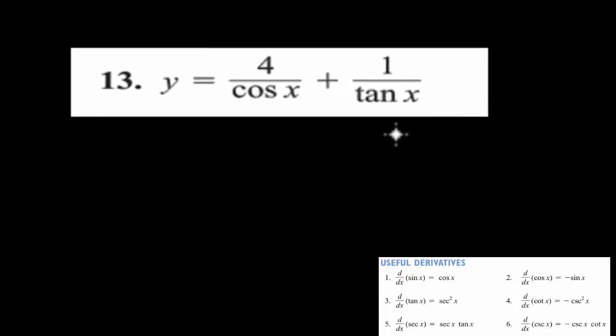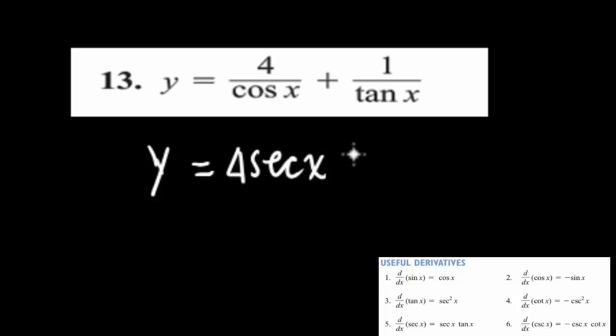Now, number 13. I have a question for you. Since you have these two ratios, do we apply the quotient rule, or should we just go ahead and rewrite these using their trig identities? Because these are reciprocals. So that means we can rewrite y as, what is 1 over cosine? So that's the same as 4 times secant of x. And then what is the reciprocal of tangent? It's cotangent of x. Are we ready to take the derivative?